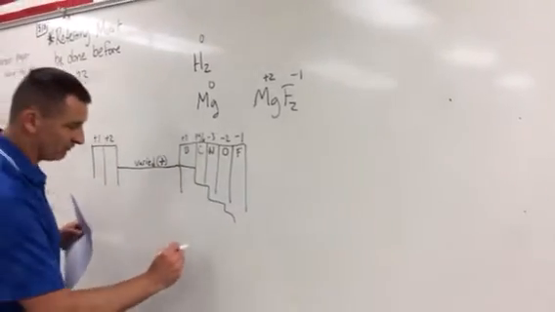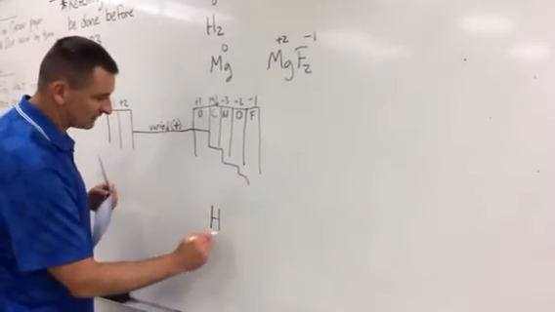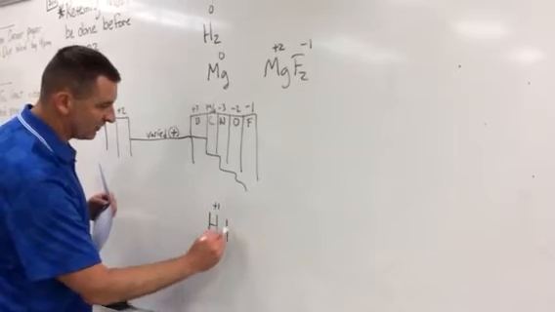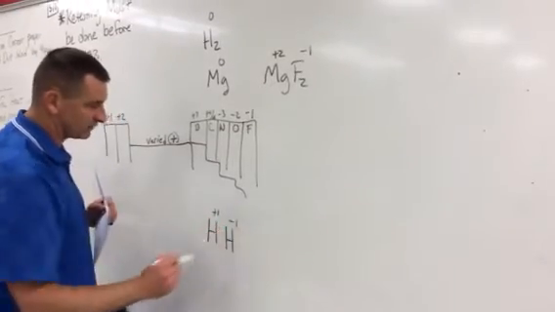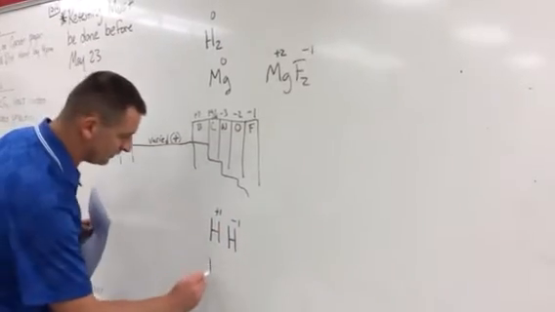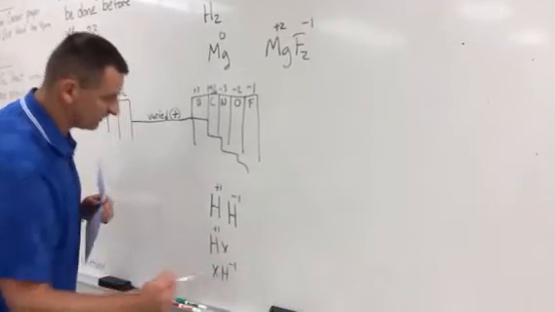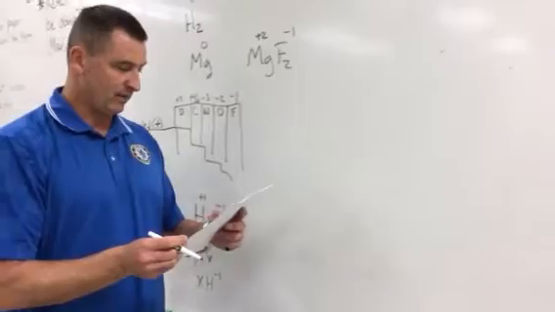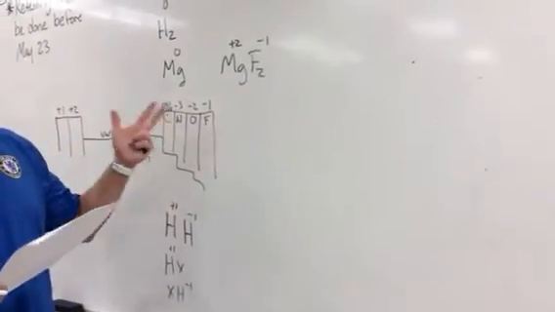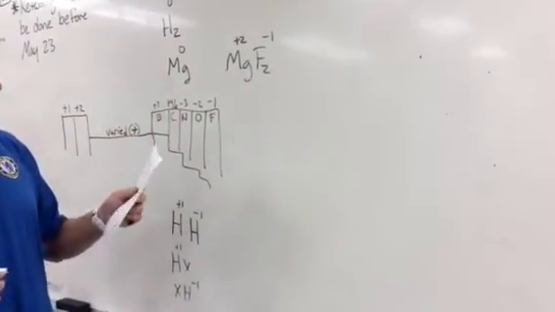Hydrogen can be a +1 or a -1. If it's on the left side, it's a +1. If hydrogen's on the right side of a compound, it's going to be a -1. So if it's HX, it's a +1. If it's XH, it's a -1. And then the algebraic sum of any compound has to be 0.